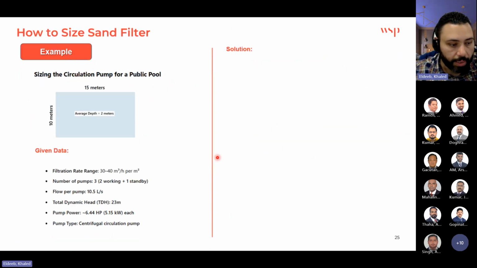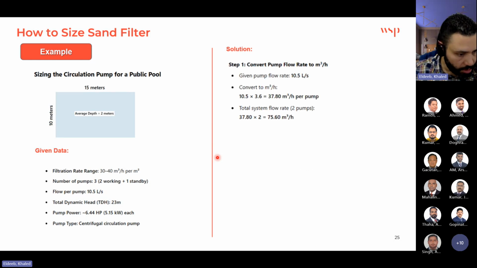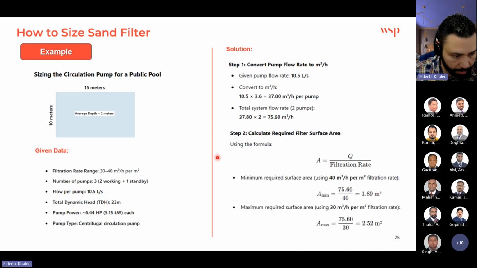Okay, so let's go back to the same example that we used for the pump. We'll continue from here. We have the same pool, same dimension, and the pump already that we calculated. We have 2 working pumps, 10.5 liter per second each, so the total will be 21 liter per second. So step 1, we check what is the flow rate. As we said, it will be 75 meter cube per hour, or 21 liter per second because we have 2 pumps working. Then we can calculate the surface area with the same concept: the flow rate divided by the filtration rate.